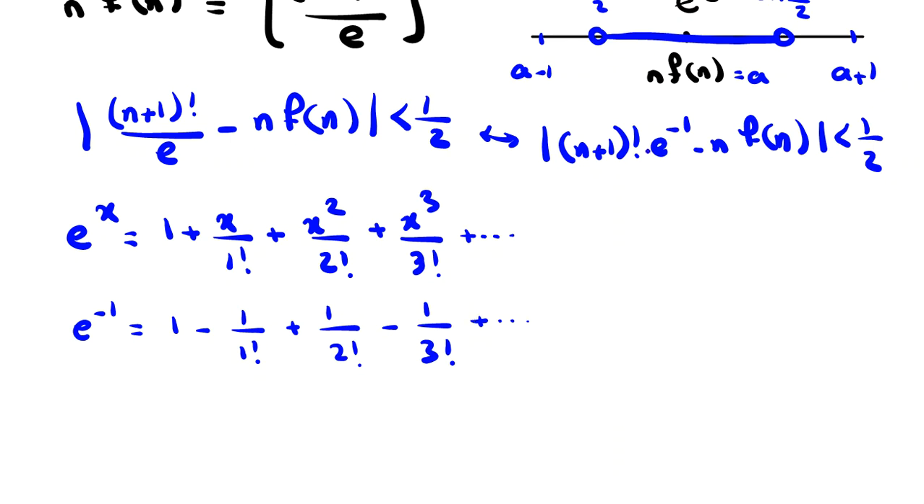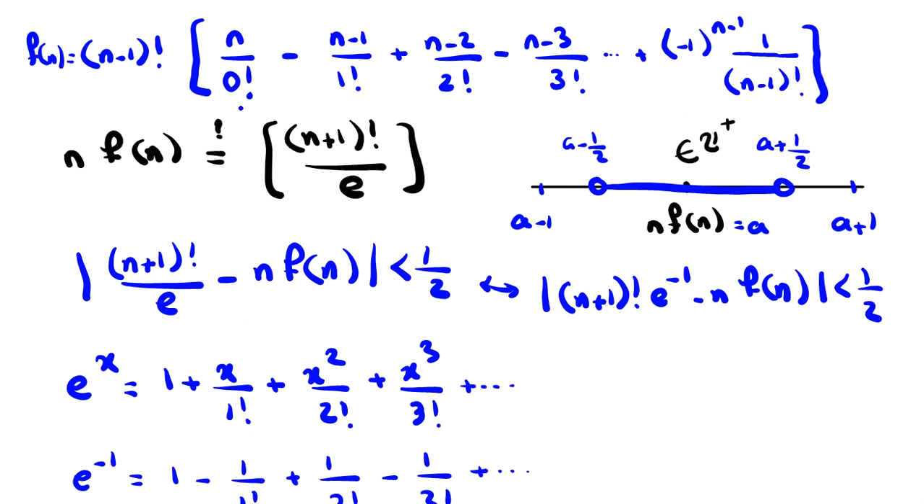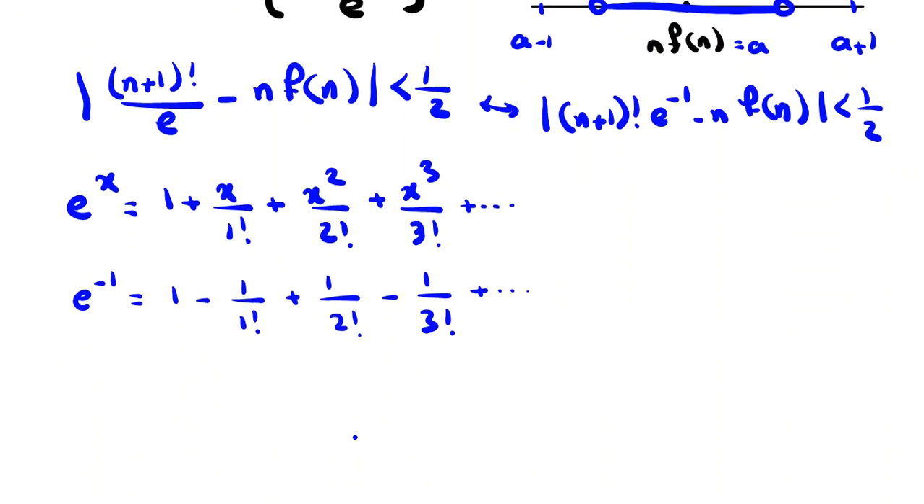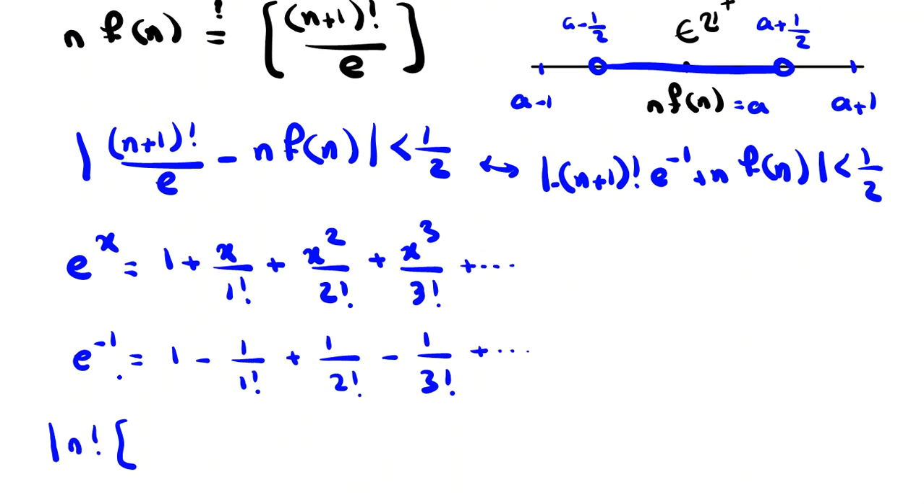Now we multiply by (n plus 1) factorial, and we use the formula here. f of n is this. So if we multiply n by this, it will be n factorial, and here (n plus 1) factorial. So it will be what? Let's consider this one plus this minus. So n f of n is what? It will be n factorial times what? The first one: n over 0 factorial minus n.